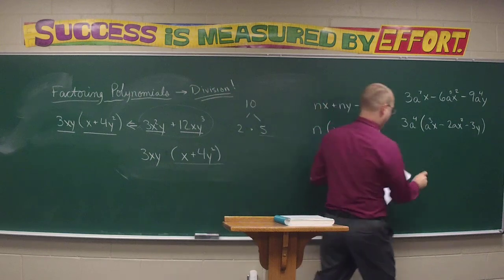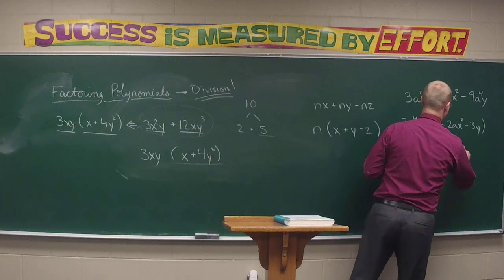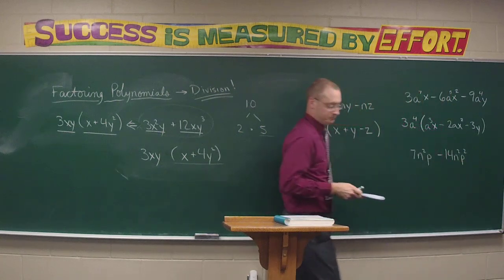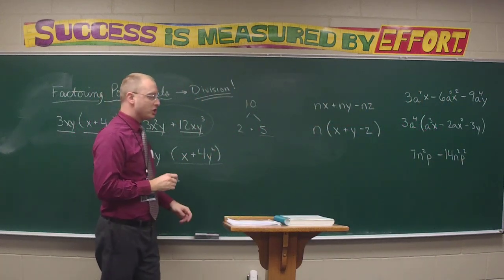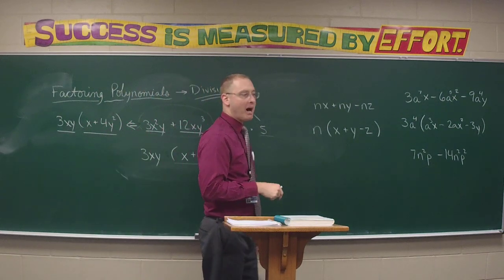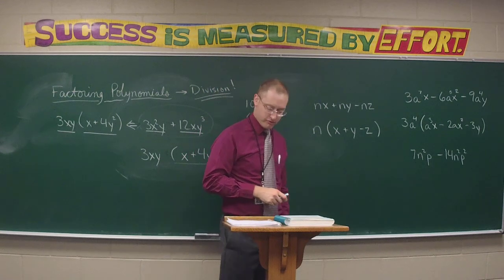All right, write this one down: 7n squared p minus 14n squared p squared. At your seats, I want you to identify what is the common monomial. What is the common monomial factor?